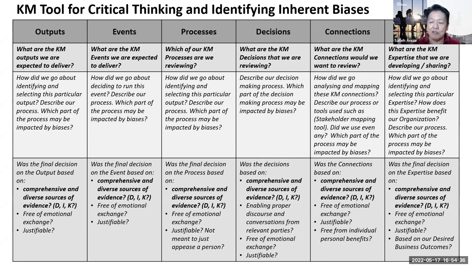So asking ourselves some of these questions will help to raise our awareness of some biases that we hold in terms of why did we even choose this particular process in the first place. Okay, so these are questions that I often ask myself when I'm working through either outputs, events, processes, decisions, connections, and expertise to try to raise my own awareness of biases that I may hold as I do some of this work. Okay, and you can design your own tools. The questions you ask should be designed in a way to raise awareness of biases that we may have so that we can avoid them or minimize them.